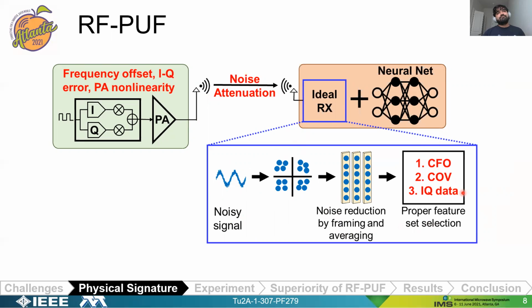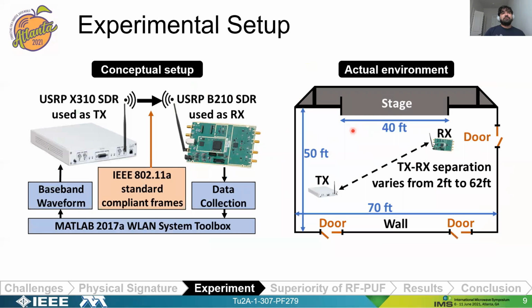IQ data actually contain information about various non-idealities, such as phase error or magnitude attenuation, etc. And it also uses the coefficient of frequency offset variation, or COV, which is a statistical parameter derived from CFO. So all these selected and finely tuned features actually help our neural network provide more accuracy. And RF-PUF has an edge over Oracle, as we'll see in the result section. But first, let's talk about the experimental setup.